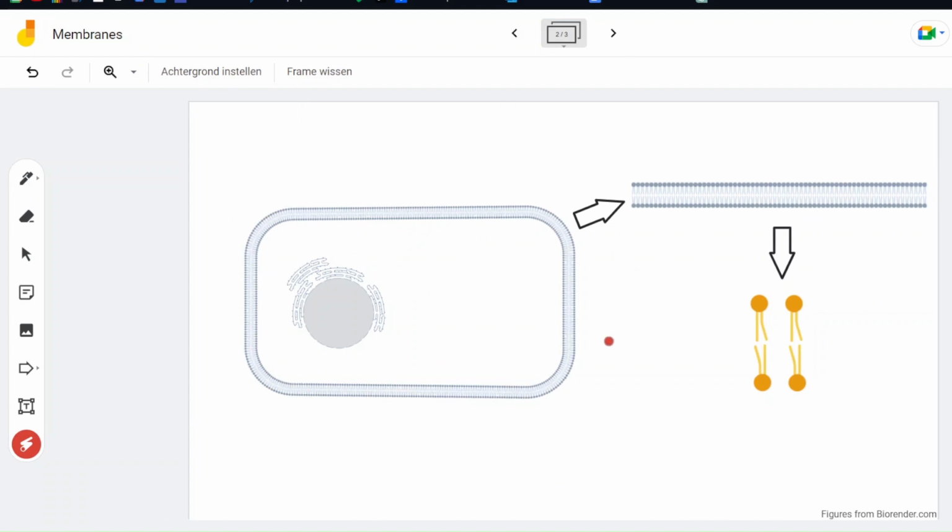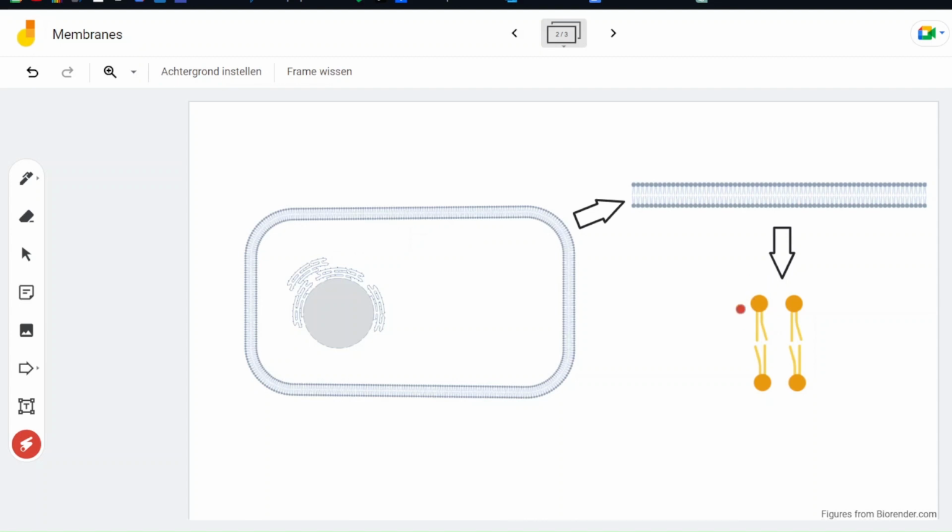So imagine this is a cell with a nucleus. And if we zoom in, we can see that the cell membrane has two layers. That's interesting, and why is that? Well, if we zoom in even more, we can see a small human with a head and a body. However, this body is called the tail. So this is a phospholipid, and it has a head and tail.